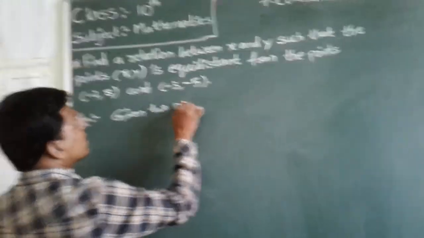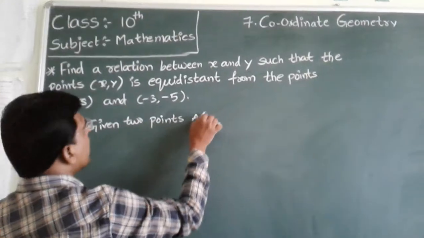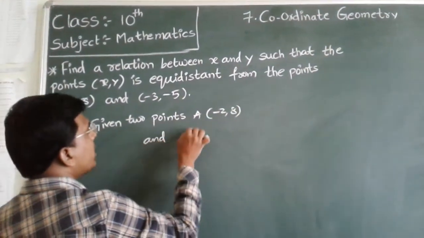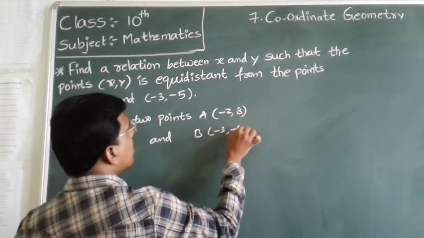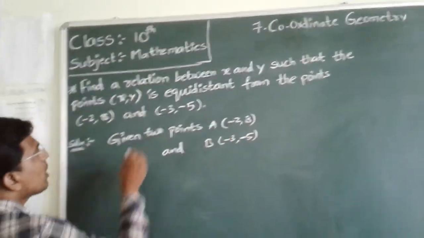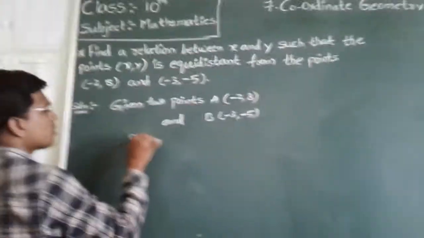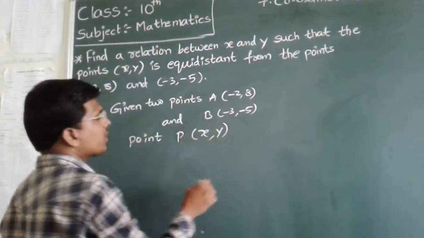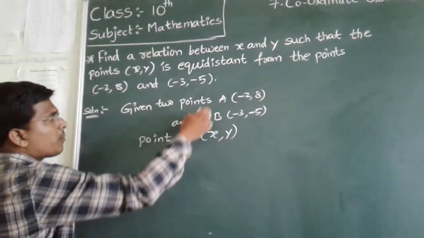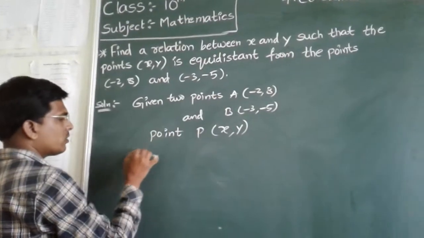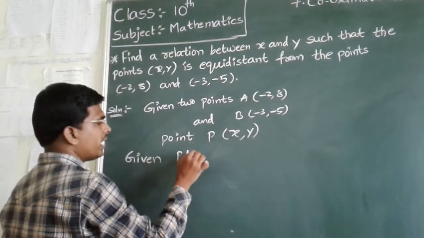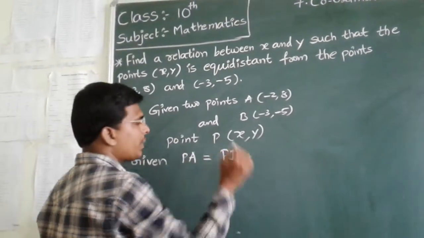So given two points A(-2, 8) and B(-3, -5) and the point P, so point P is (x, y), which is equidistant from the points A and B. So given what has been given, the distance from P to A is equal to the distance from P to B.